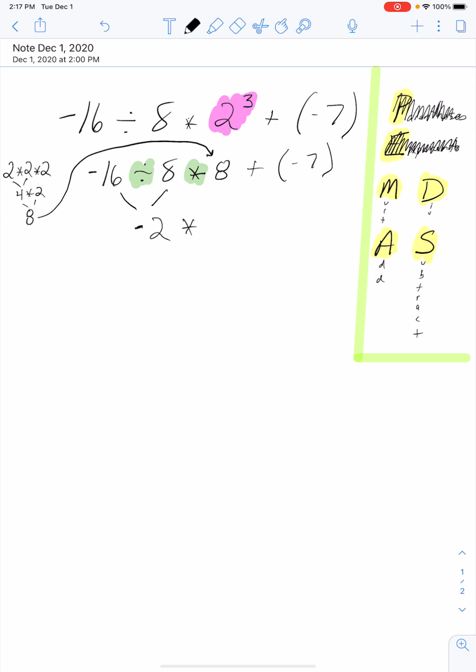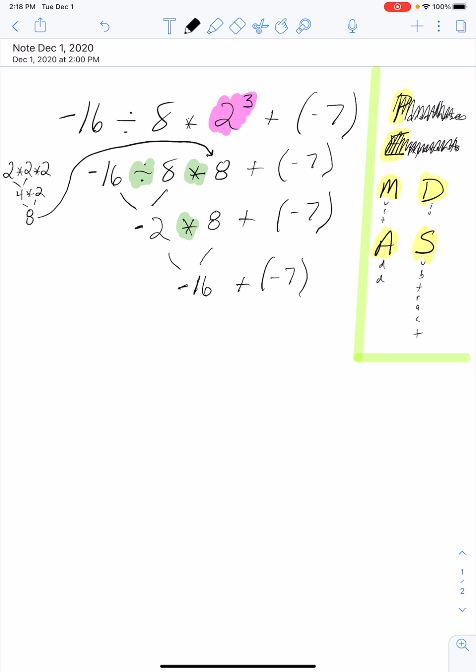And then I'm just going to bring everything else down here. So I'm not changing anything when I do that. I'm just bringing all the rest of the stuff down. We're just doing one step at a time. I do have some more multiplication left. So now we're going left to right again. So -2 times a positive 8 gets me -16. And then I bring the rest down.